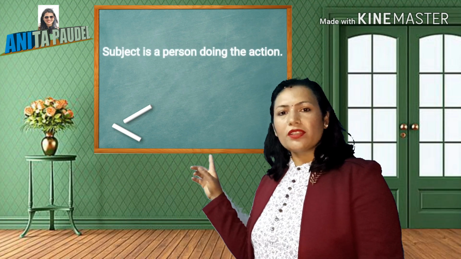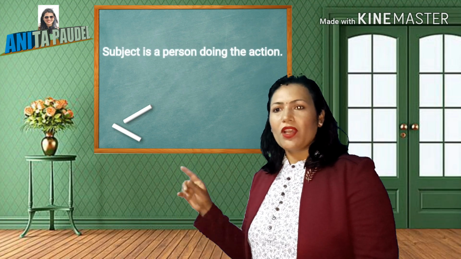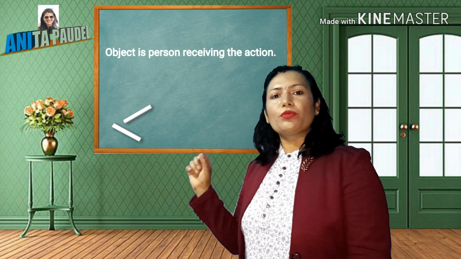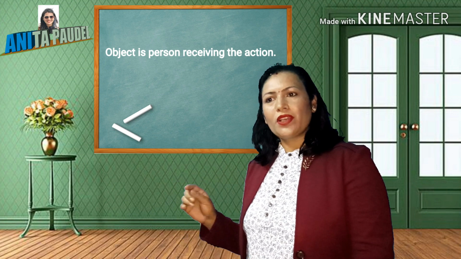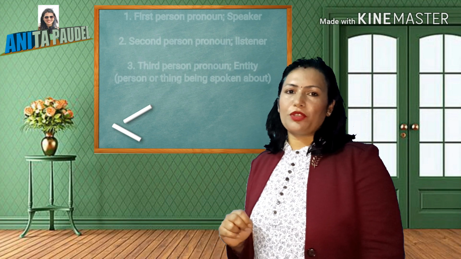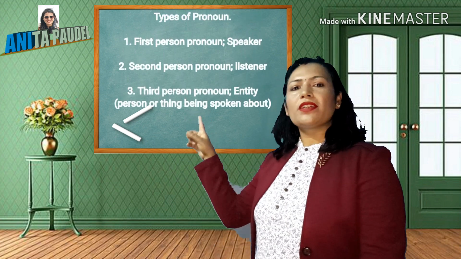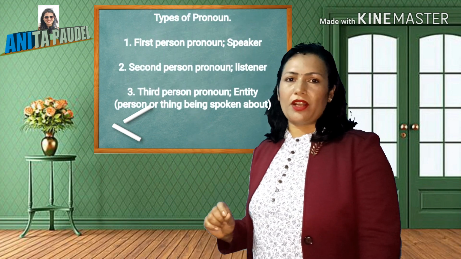Subject is a person doing the action. Object means the person receiving the action. Similarly, there are three types of personal pronouns: first, second, and third personal pronouns.